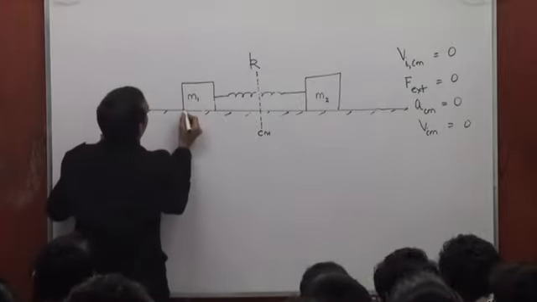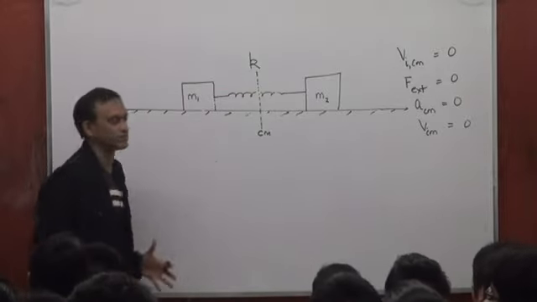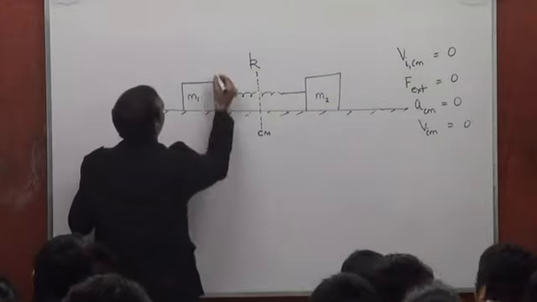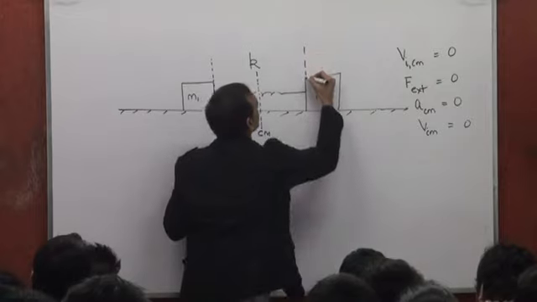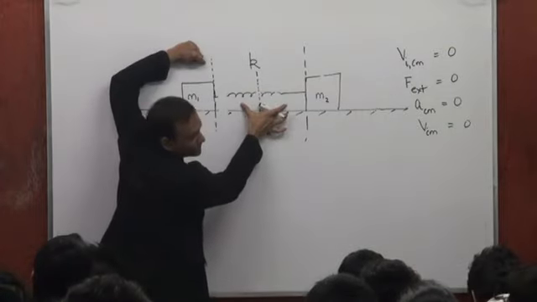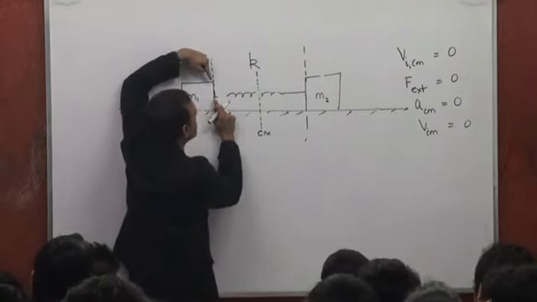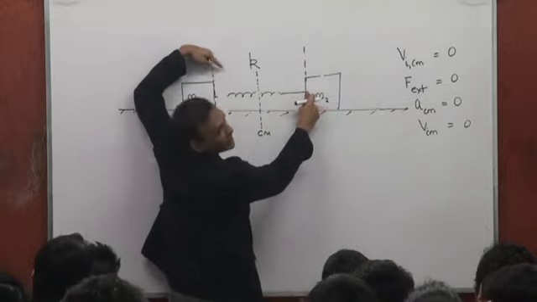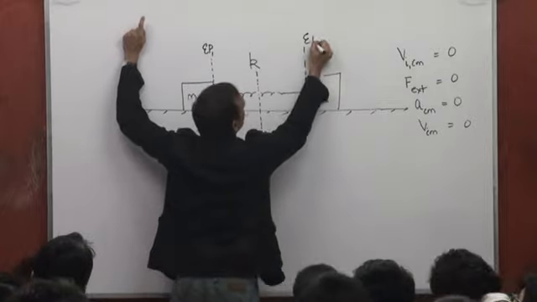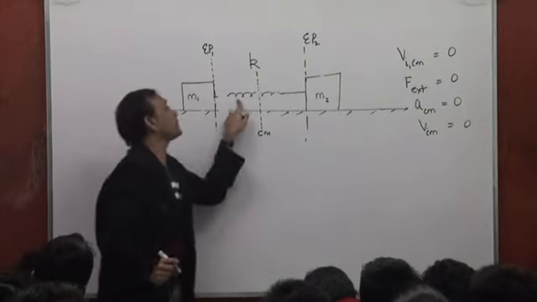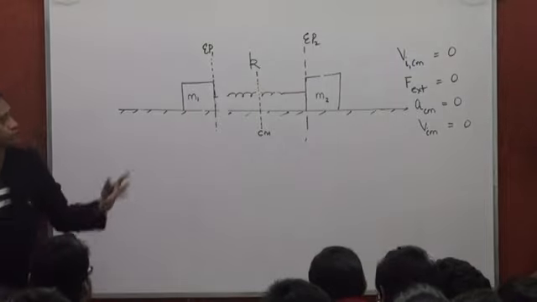See, while M1 and M2 are executing some motion, this is an instant where this is the natural length of the spring. So no force acts on M1 at this juncture, and at the same juncture, no force acts on M2. So this is like an equilibrium position for M1, and like an equilibrium position for M2, because the spring is in its natural state and does not exert any force on M1 or M2.